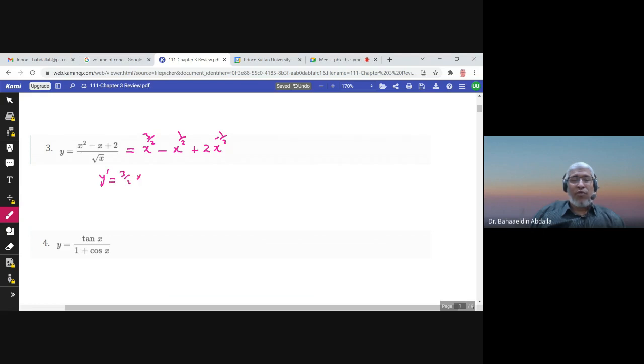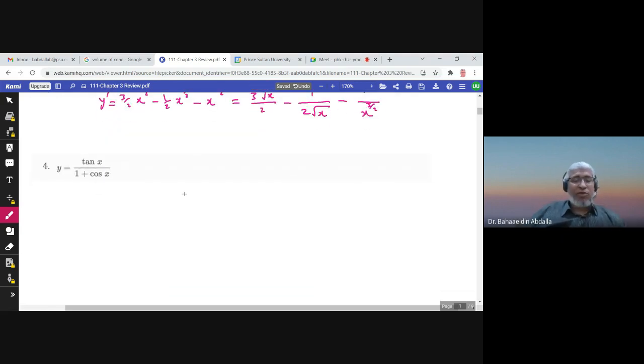It would be 3 over 2 x to the power 3 over 2 minus 1, minus half x to the power half minus 1, minus half times 2, that's minus 1, x to the power negative half minus 1. And if I want to get rid of all the negative powers, there is no negative power in the first term. In the second term, I can take x to the power half below, and in the last term, I take x to the power 3 over 2 below.